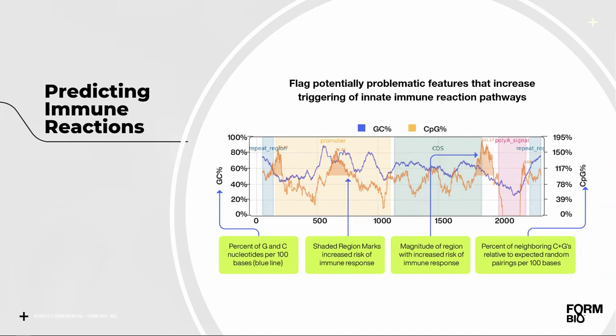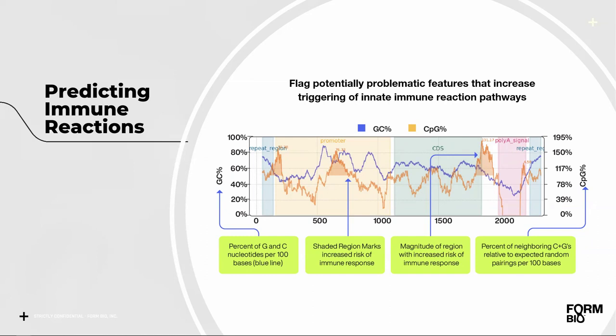And on the right y-axis, we have the CpG islands. So here we are looking for CG dinucleotides, and anything that's above 100% is shaded. That means that these are motifs that are at a high risk for being methylated. And these are also regions that can be triggered by the innate immune response pathway, usually via TLR9 signaling.